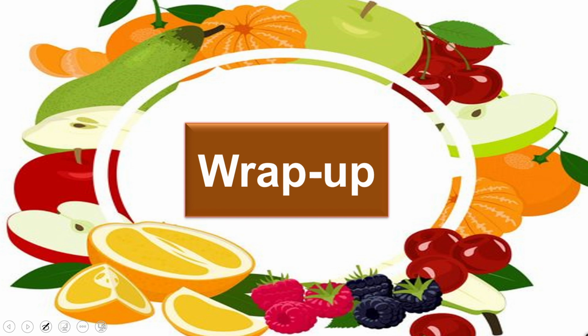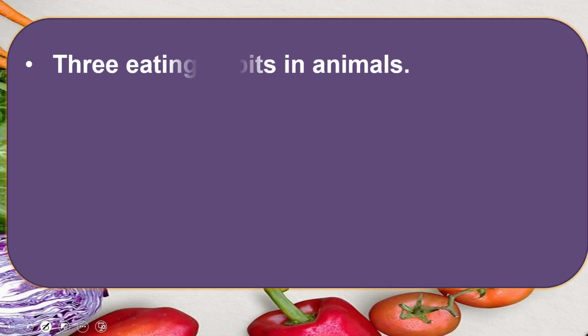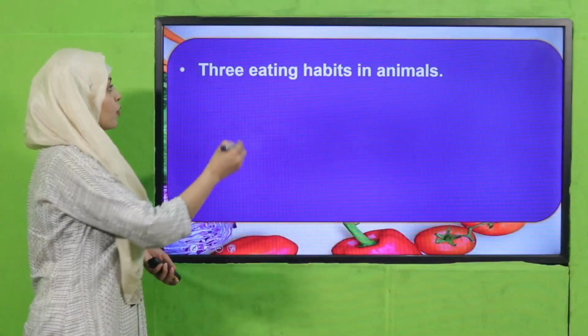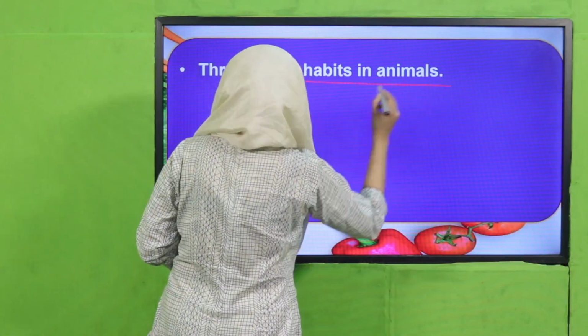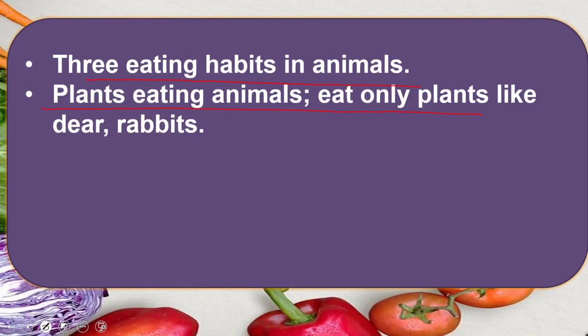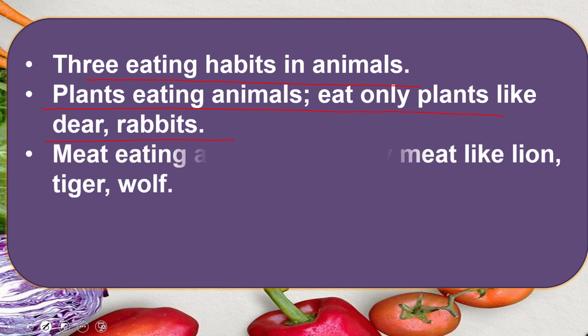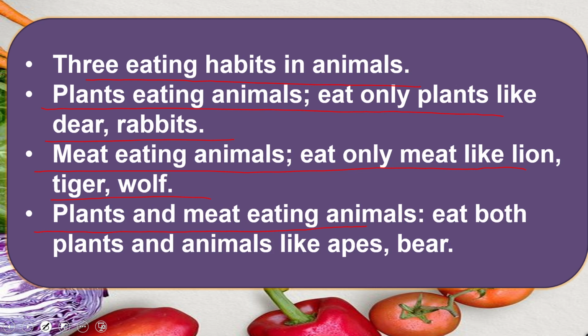Then we will move forward towards today's wrap up. So what have we learned today? Today we learned three eating habits in animals. Plant eating animals eat only plants like deer and rabbits, and meat eating animals only eat meat like lion, tiger and wolf. And plants and meat eating animals eat both plants and animals like apes and bears.